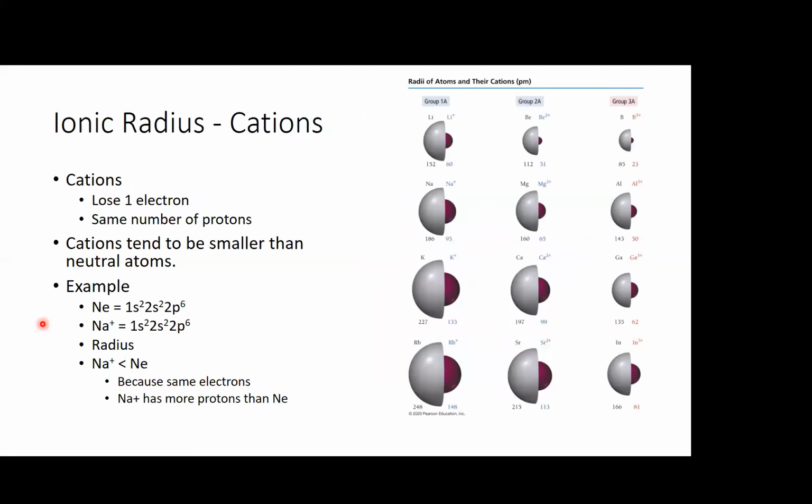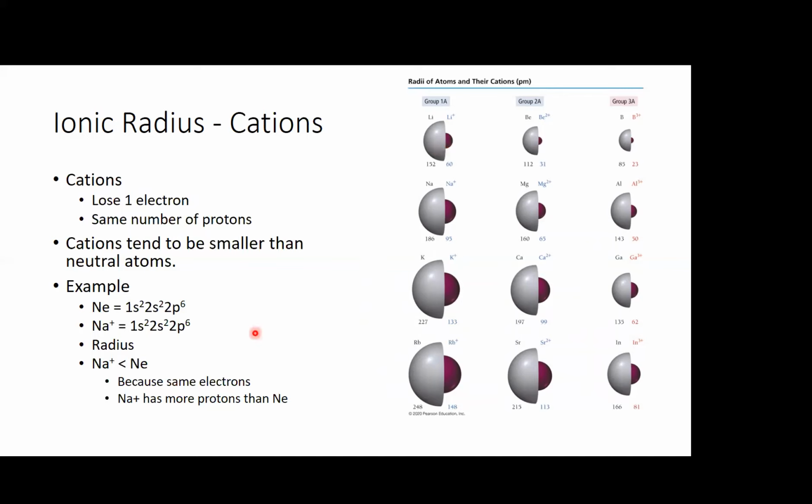Now, with respect to cations, when we lose one electron, we have the same number of protons, and so cations tend to be smaller than neutral atoms. Here's the size of a lithium atom, and here's the size of a lithium cation. It goes down by a little more than half. When beryllium loses 2 electrons, it goes down a lot. When boron loses 3 electrons, it goes down by a lot. So we can see there's already a small trend going across. As each one of these loses 1, 2, or 3 electrons, they get much, much smaller. So cations will be smaller than neutral atoms.